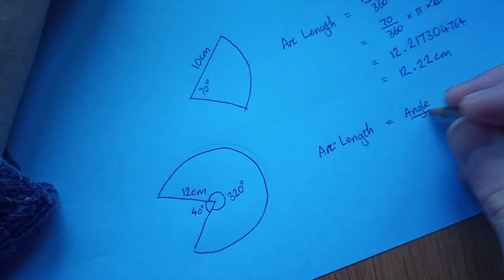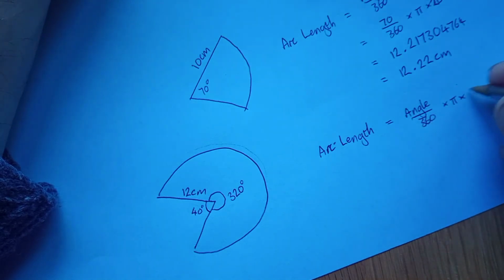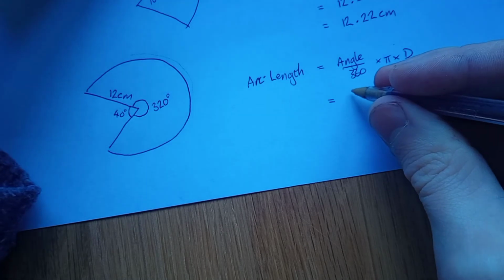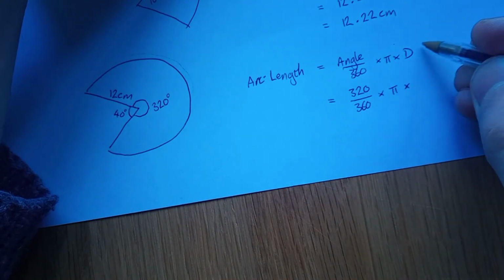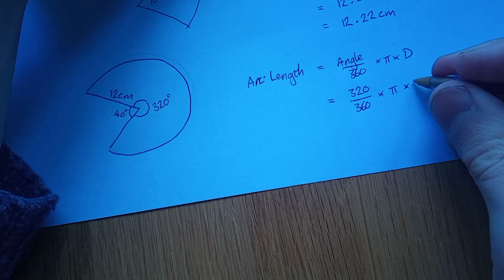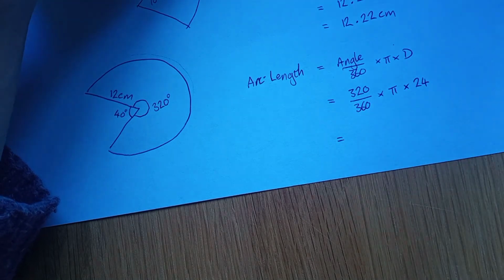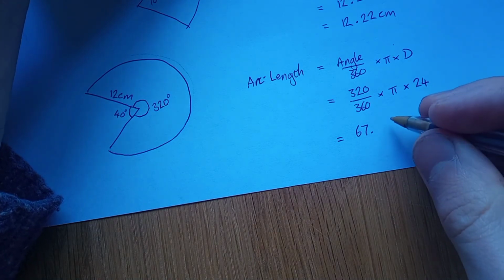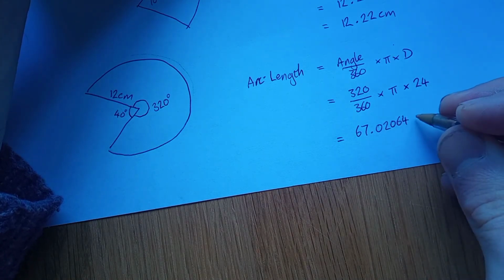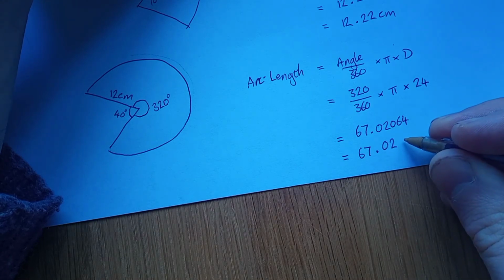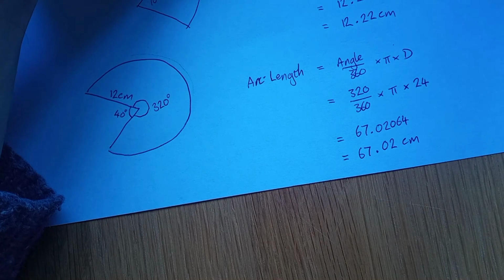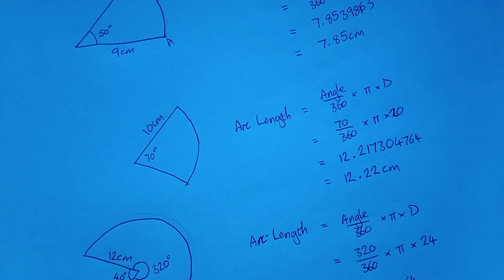So arc length equals angle over 360 times pi times d. So always write your formula down before we start. And then we're going to work our way through with that formula. So we're using that angle that we worked out, which was 320 over 360 times pi. Diameter, well, remember radius is 12, so the diameter is double that, which is 24. Put that in a calculator. Doing that gives us 67.02064, etc., etc. And so our rounded answer is 67.02 centimeters.